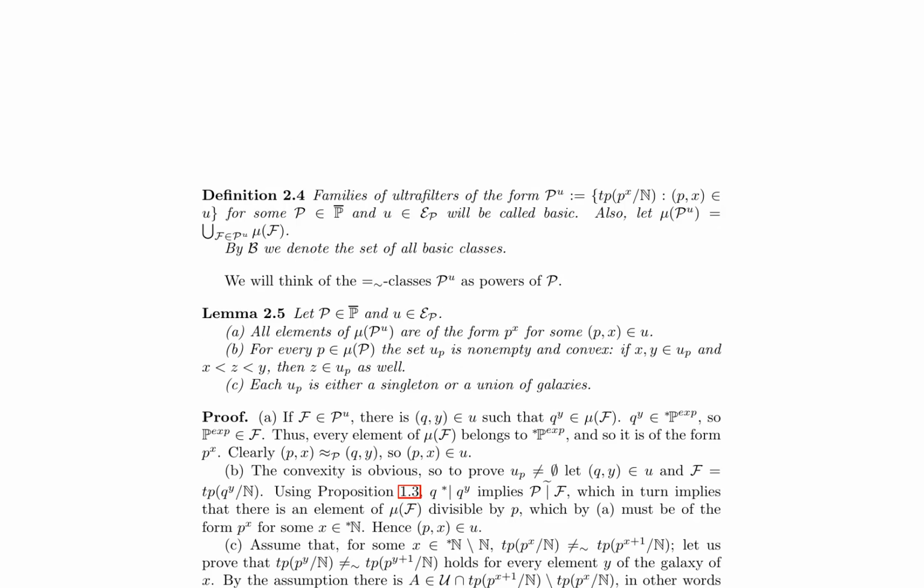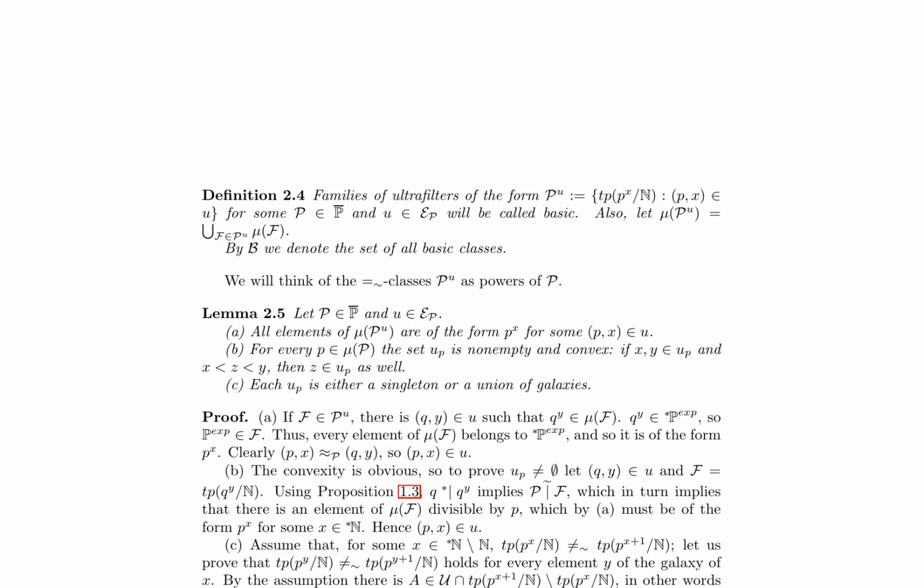The concept of basic families of ultrafilters, denoted as P_U, is introduced, where each P_U is a set of ultrafilters of the form T_p(p^x, n), for some p ∈ P and U ∈ E_p. The measure of P_U, denoted as μ(P_U), is defined as the union of the measures of all p in P_U. The set of all basic classes is denoted as B. The authors consider the tilde operator classes P_U as powers of p.